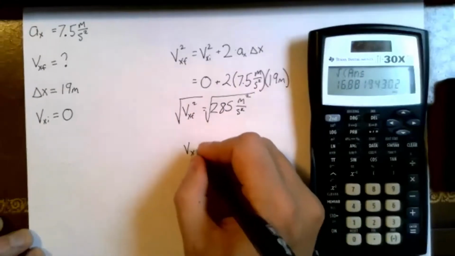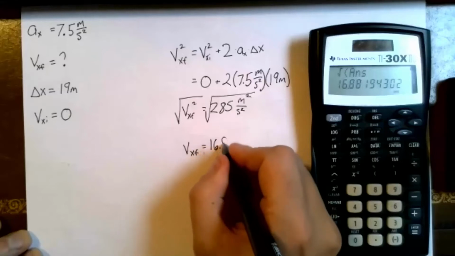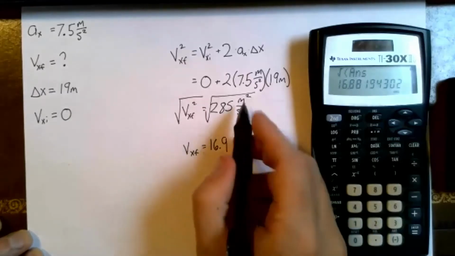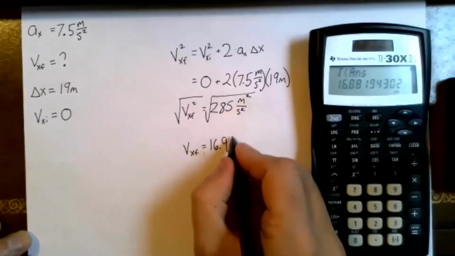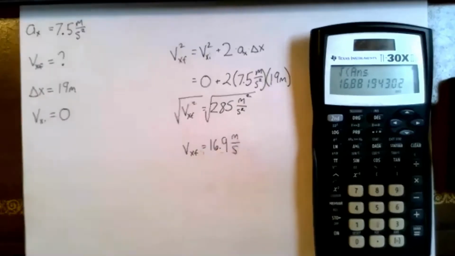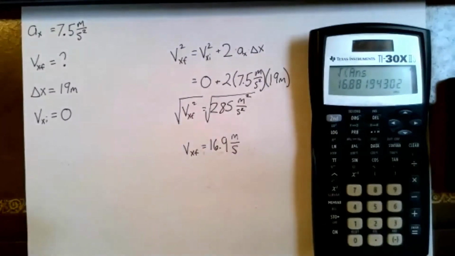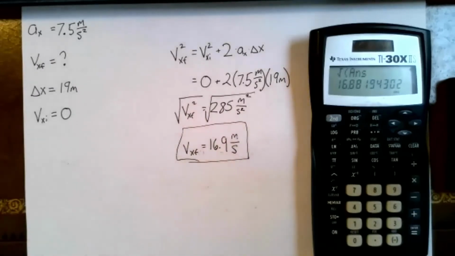So what I get is vx final equals 16, I'll round that up to 16.9. And then it's going to be meters per second, right? Because if I take the square root of meters squared, that's meters. And if I take the square root of seconds squared, that's just seconds. So 16.9 meters per second would be our final velocity.